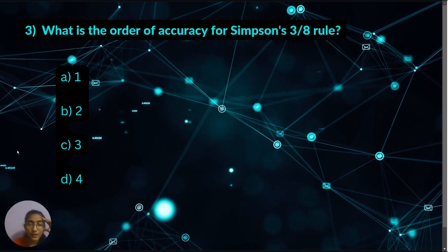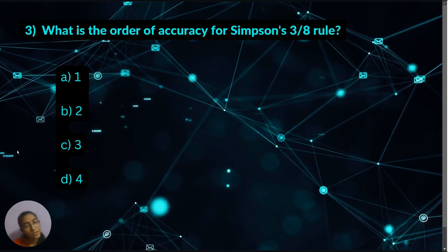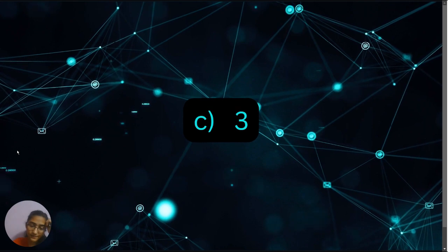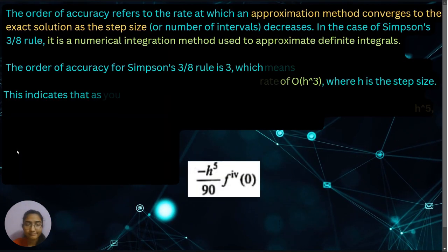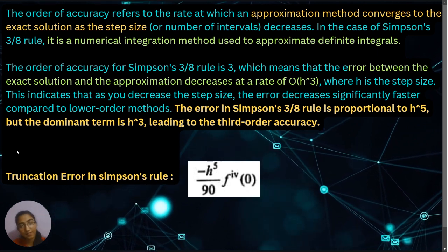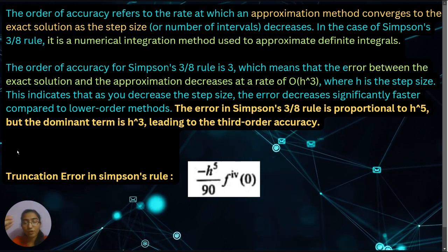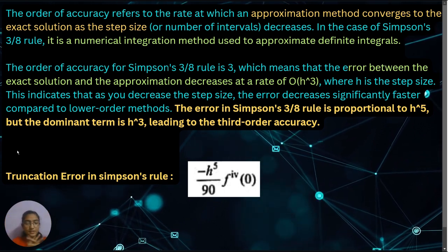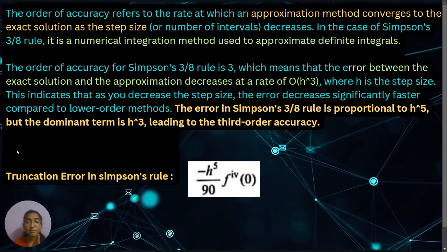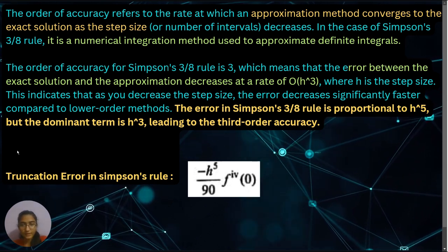Our next question is, what is the accuracy of Simpson's 3 by 8 rule? Our options are A 1, B 2, C 3 and D 4. So the correct answer is C, 3. Why is that? What is the order of accuracy? Order of accuracy means the rate at which an approximation method converges to the exact solution as the step size decreases.